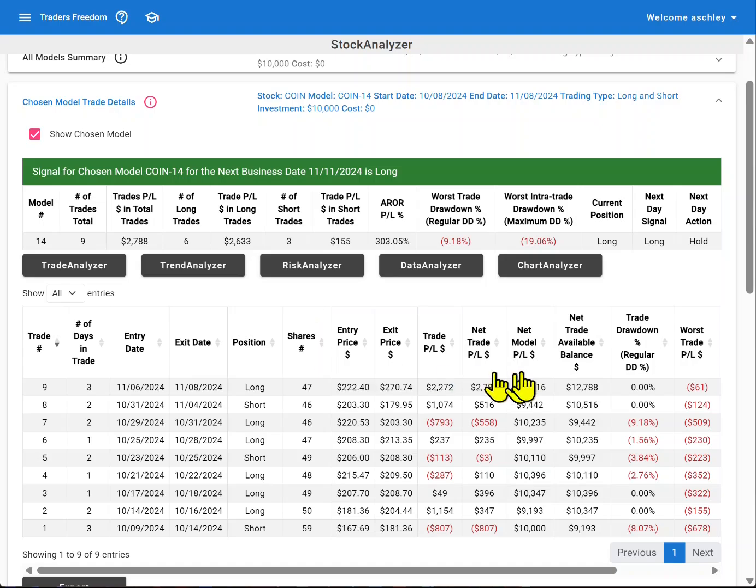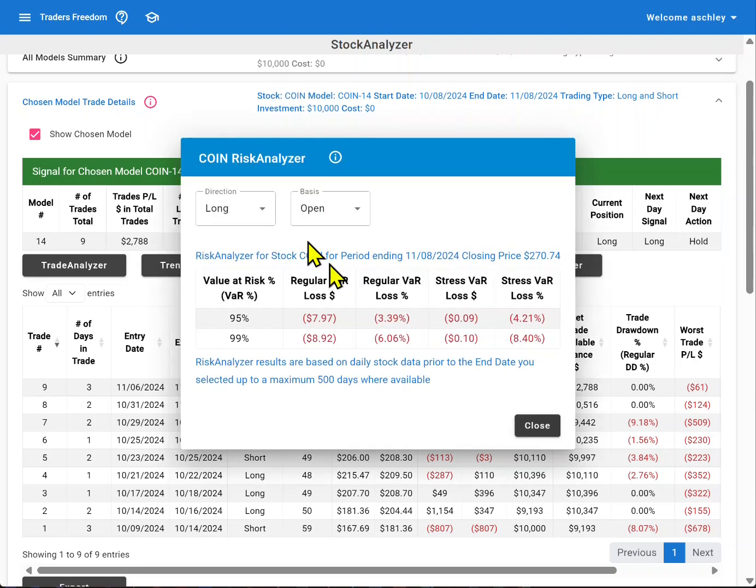As opposed to the drawdown here, which tells you about the largest losing trade and the even worse maximum trade drawdown, which tells you the almost even worse one before it actually rebounded, this risk analyzer looks at something called value at risk, or VAR. What it's telling you is how much risk there is that in a single day you're going to lose a lot of money. So what it shows you here is the 95th worst loss this stock took over the last 500 days in a single day period.